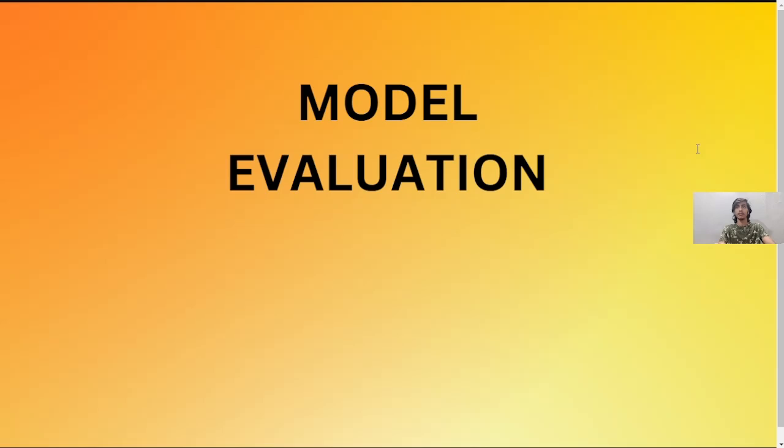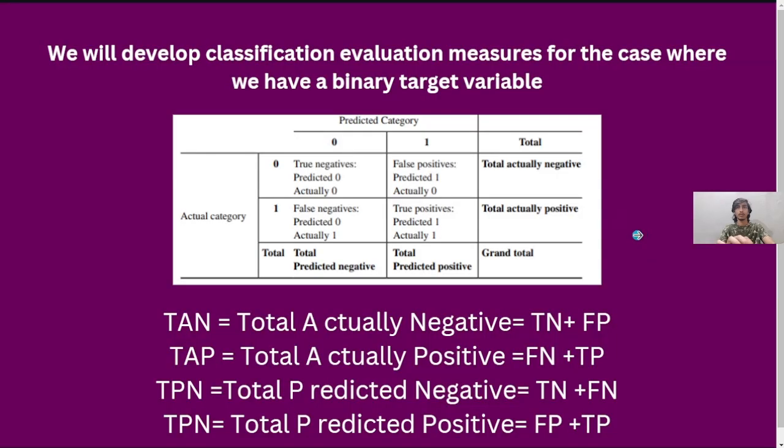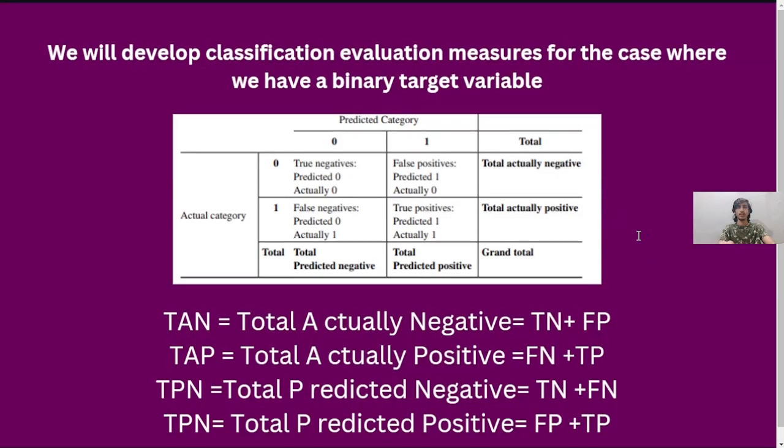Since the only models we have learned so far are decision trees for classification, we shall restrict our discussion to evaluation measures for classification models. Classification evaluation measures is our topic for this video. We will develop classification evaluation measures for the case where we have a binary target variable. In order to apply the measures we will learn in this chapter, we will need to denote one of the two target outcomes as positive and one as negative.